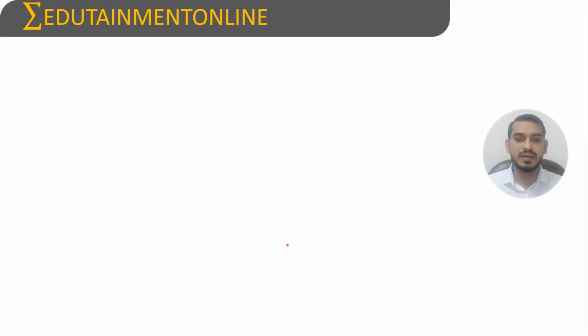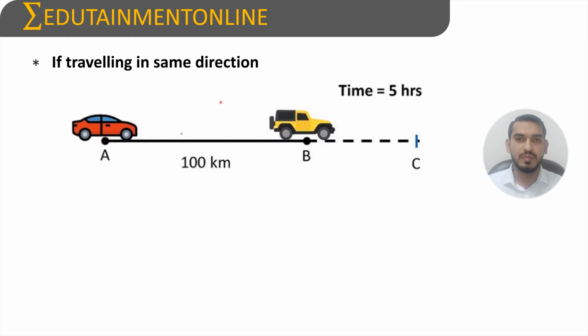Let the speed of the first car be x kilometers per hour and the speed of the second car be y kilometers per hour. Our first condition is if the cars are traveling in the same direction, which means the two cars are traveling towards point C. Let us consider this point C is the point where the two cars meet after 5 hours. So the car at A is starting from A to reach C and the car at B is starting from B to reach C, and they both meet at C at the same time.